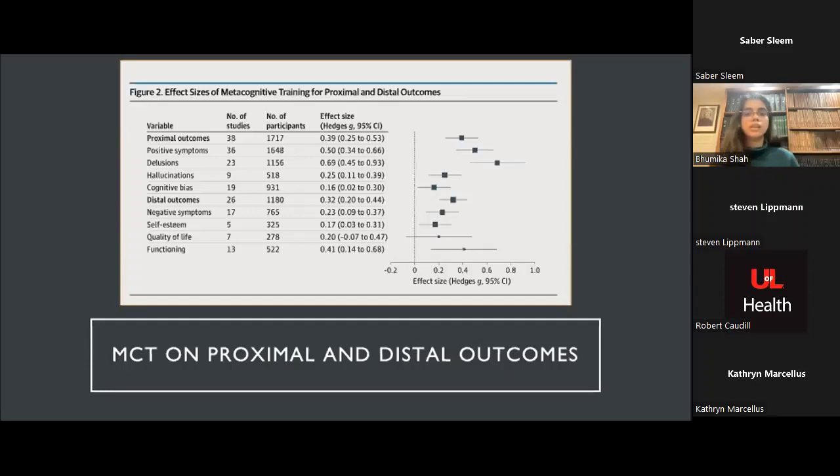Similarly, a small to moderate effect size of 0.32 was observed for global distal outcomes. And then on analyzing them separately, there was a small but significant effect size on self-esteem, 0.17, negative symptoms, 0.23, and functioning, 0.41. Quality of life had a small but non-significant effect size, which is right here.